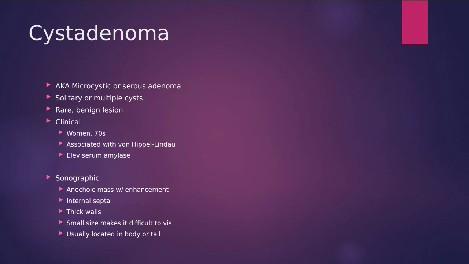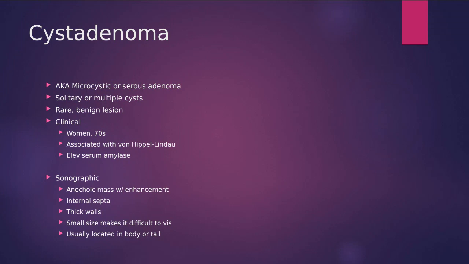So this is when we have one or multiple cysts in the pancreas. So this particular tumor itself is made up of one cyst or multiple cysts. It's going to be a rare benign finding. It's going to be very common in older women, typically in their 70s. We are also going to see elevated serum amylase, so that elevated enzyme level.